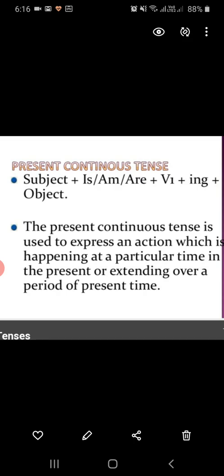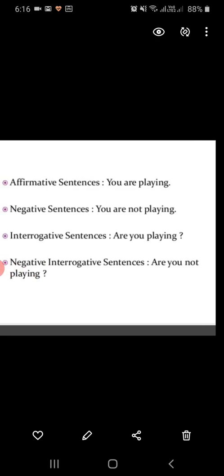Second is present continuous tense, in which we have subject plus is, am, are plus first form of the verb and ing plus object. The present continuous tense is used to express an action which is happening at a particular time in the present or extended over a period of present time.